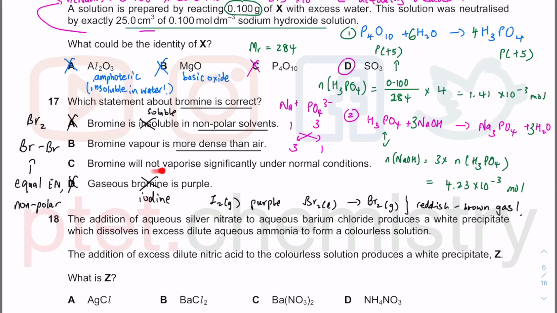Now part C, bromine will not vaporize significantly under normal conditions. This is actually wrong because it will vaporize quite significantly. It has quite a low boiling point, so it's quite easy to vaporize. So B is actually going to be the best answer instead of C there.